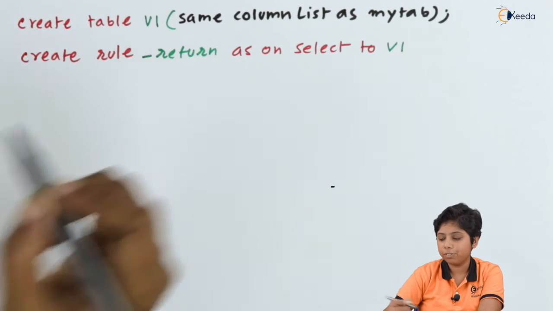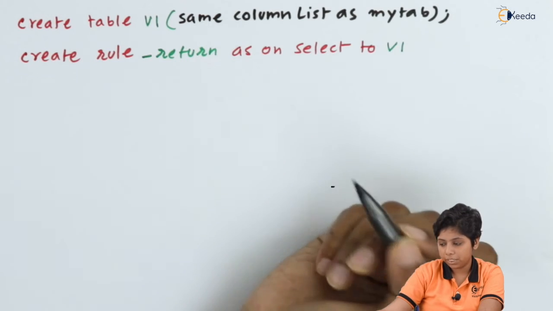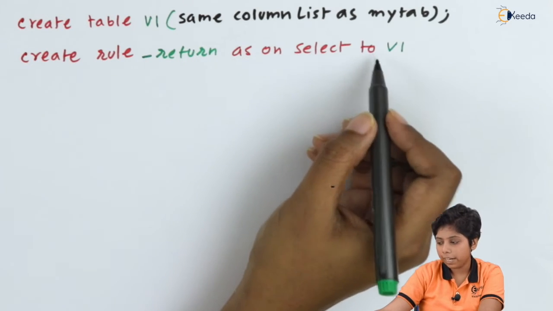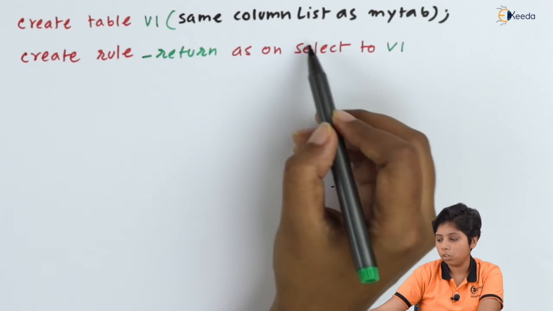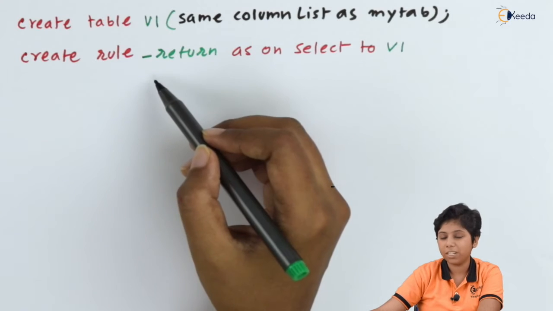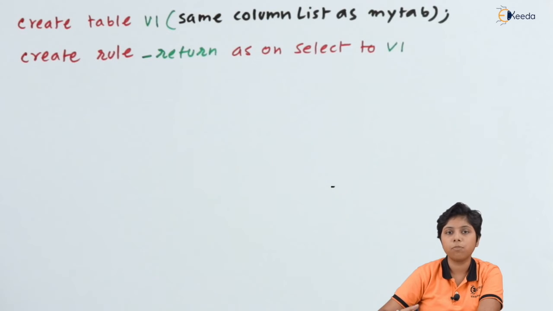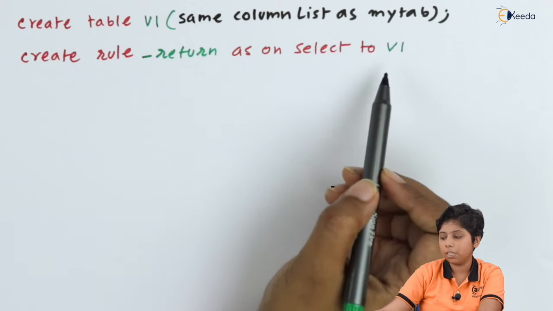Now see what we are using. We are creating the rule return as on select to v1. That means as on we are selecting v1 to create the rule return based on some rule qualification. So we can either use select, insert, update or delete.